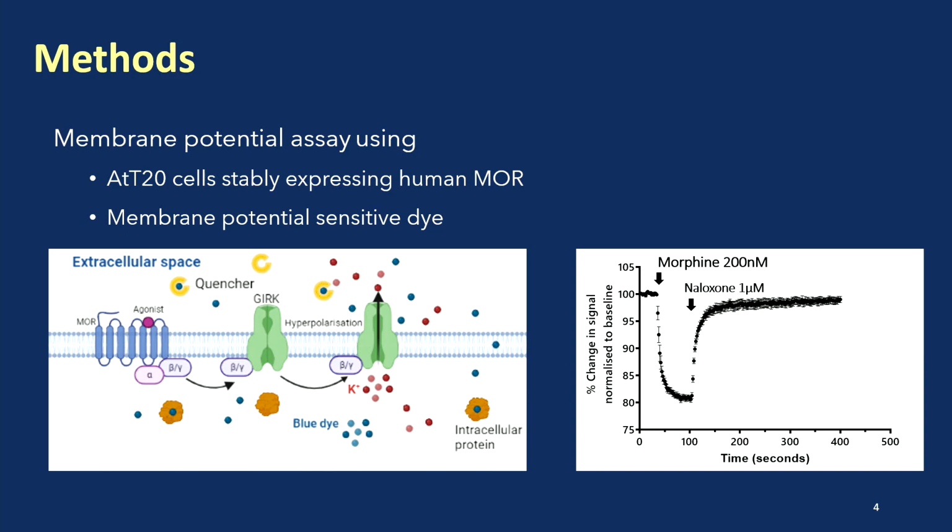And when we add the agonist, the G protein is activated. Beta-gamma subunit will open the potassium channel. Potassium ions will flow out of the cells, causing hyperpolarization. And because the dye is membrane potential sensitive, it will follow the potential gradient, so it will flow out of the cells, causing a decrease in the fluorescence. So this is what we see. When we add morphine, we see a drop in signal. That's a measure of the cells being hyperpolarized, and the response is quickly reversed by naloxone.